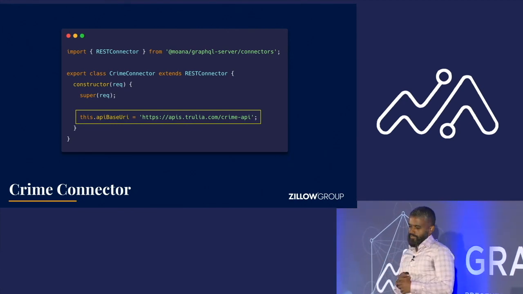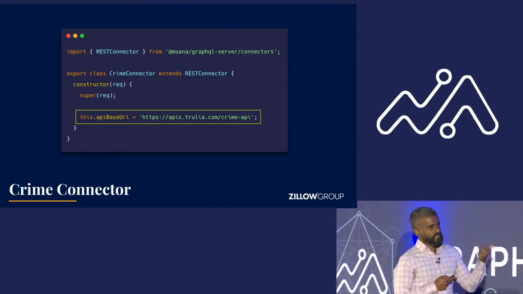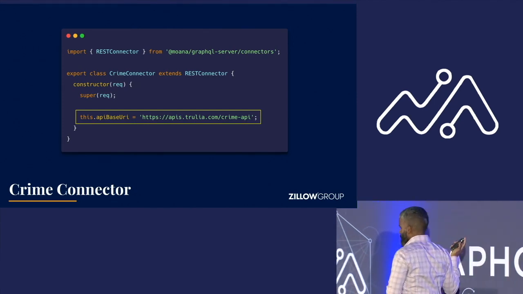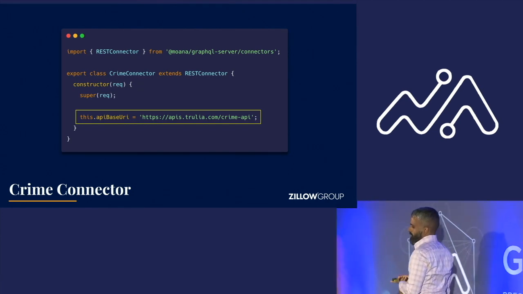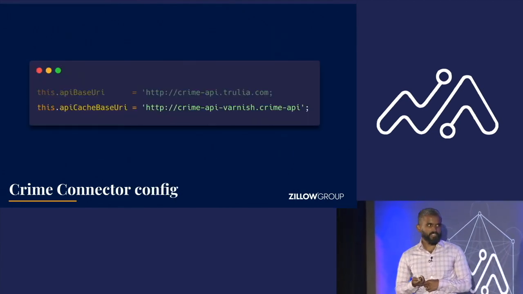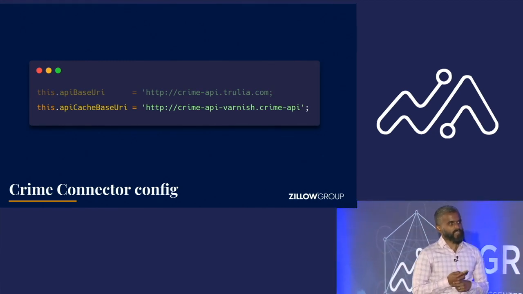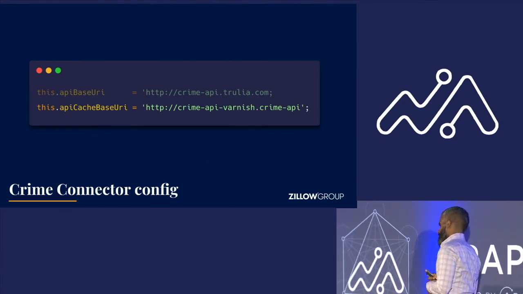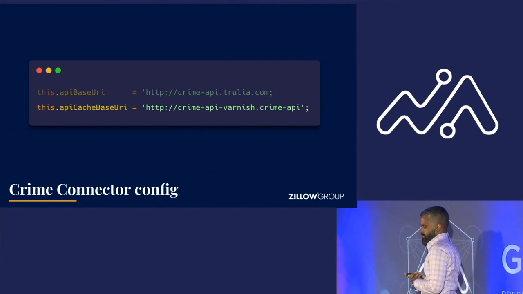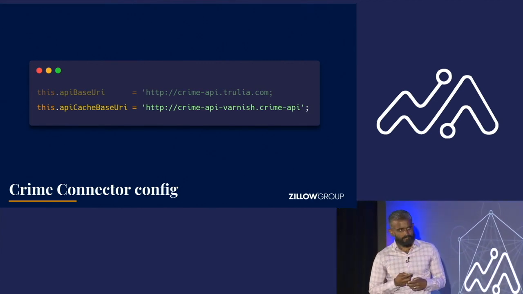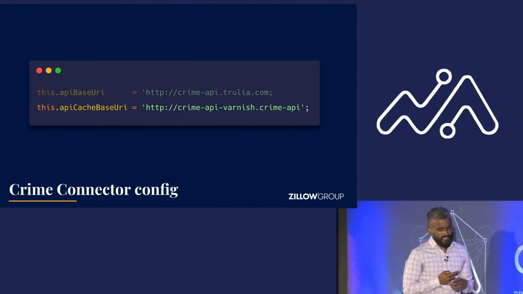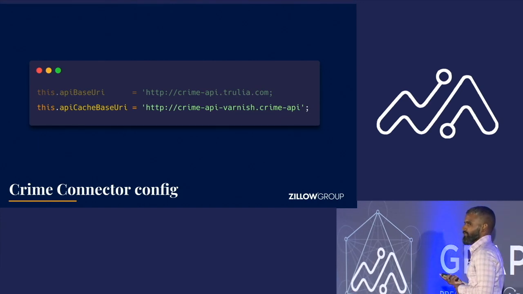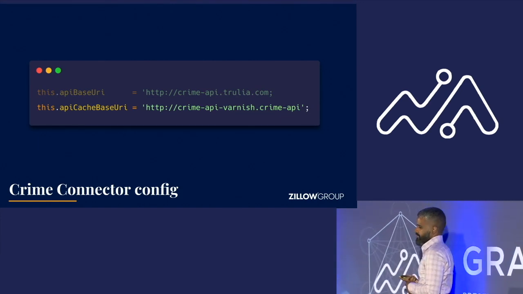And the way we use it in our code is very easy. We saw this earlier where we specified the base URI for a REST connector, a crime connector in this case. And all we needed to do to add Varnish capability is to add an API cache base URI and point it at the Varnish instance. And with this, we got a lot of features automatically. It had support for fallbacks. If the cache wasn't available or if Varnish is down, it can fall back to the origin API. It can also do some retries.